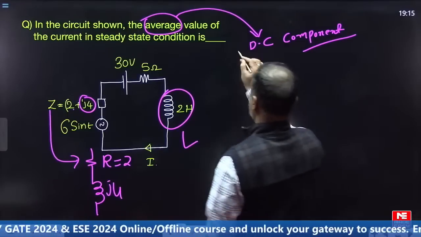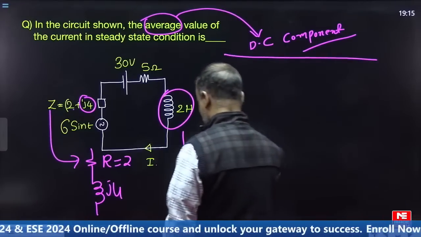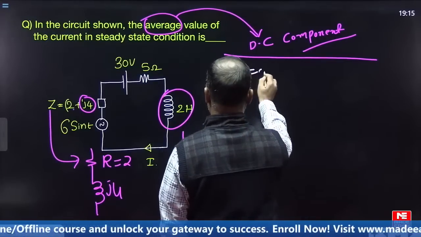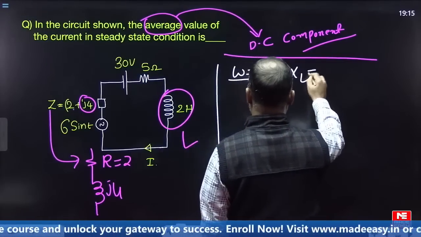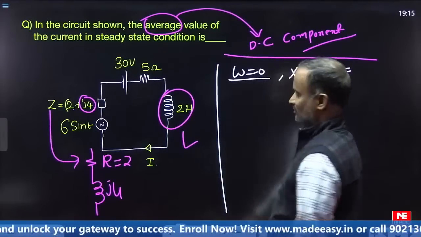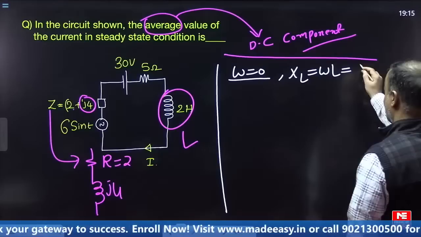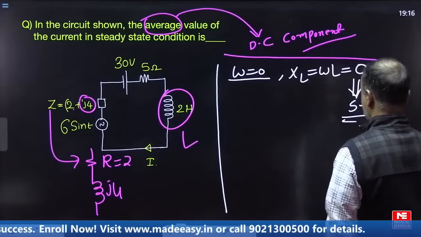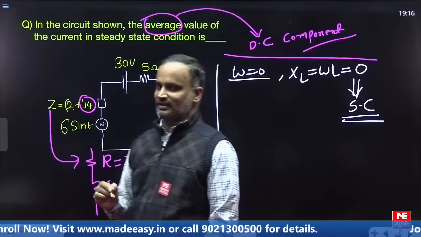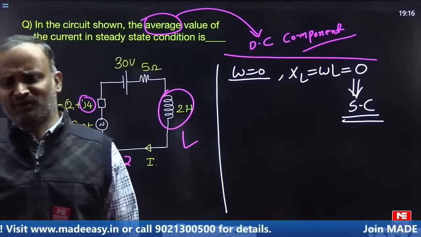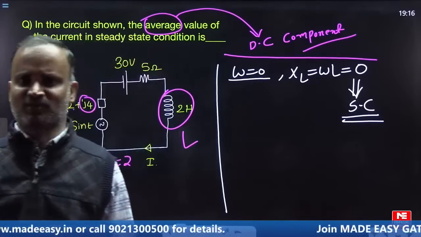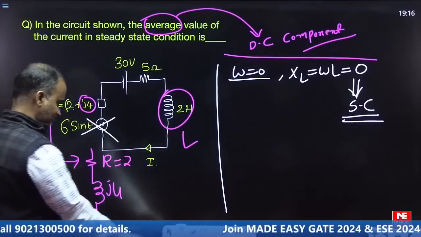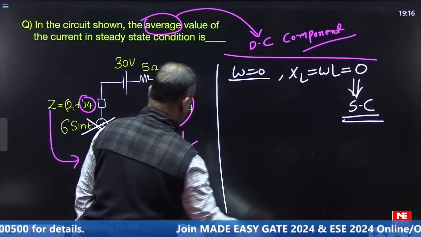Just now we concluded average value means we need only the DC component. DC means omega equals how much? 0. If omega equals 0, XL equals 0. XL 0 means we can simply indicate the inductor as a short circuit. And we have to consider only the DC source. AC source का जरूरत नहीं है. Only the DC source is sufficient, the AC source is not required, because our requirement is only the average value.